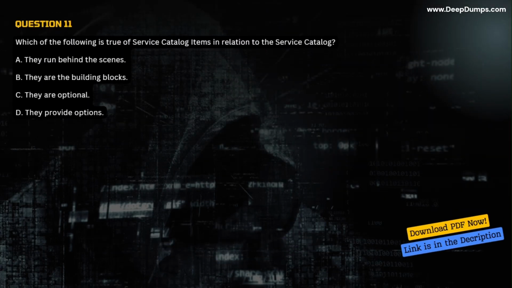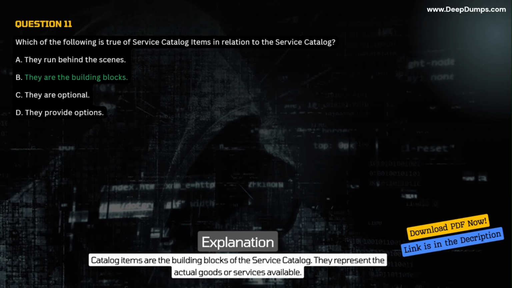Question 11. Which of the following is true of service catalog items in relation to the service catalog? A. They run behind the scenes. B. They are the building blocks. C. They are optional. D. They provide options. Correct answer B, they are the building blocks. Explanation: catalog items are the building blocks of the service catalog. They represent the actual goods or services available.